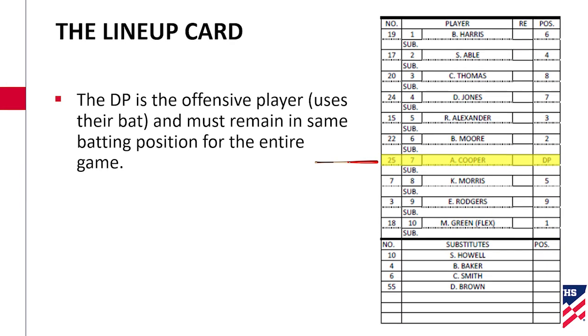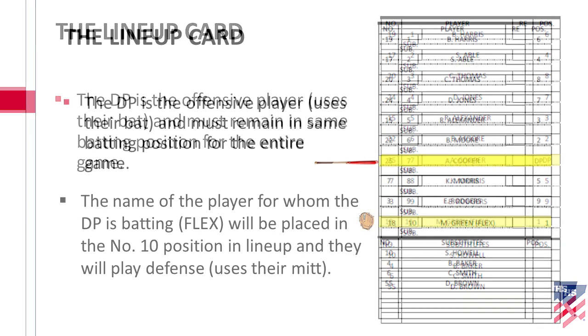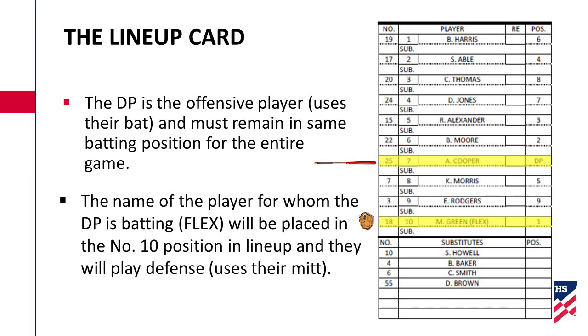All right. So again, on our lineup card, we have a disclaimer in the full presentation to tell umpires, don't go out and look for bat and mitt stickers, please. We don't want to do this on a real lineup. It's just here for this presentation, okay? But again, our DP is our offensive specialist. They need to be in the top 9 positions. Again, they're using the bat, okay? Our Flex is the person playing defense for that DP. They're in the 10th position. They are the ones using the mitt, if you will, playing defense, right?